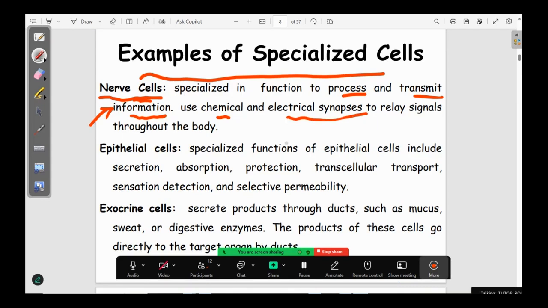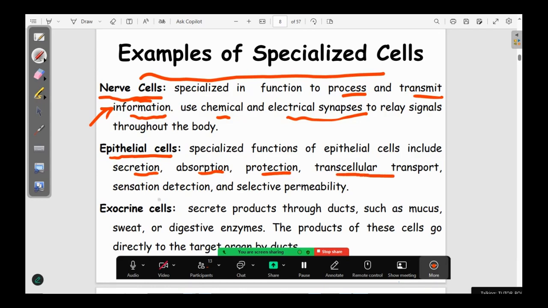Information. And then another specialized cell is what we call the epithelial cells. The epithelial cells are mostly found in the lining of different systems of the body. The specialized functions of these epithelial cells include secretion, absorption, protection, transcellular transport, sensation detection, and some selective permeability. So what do we mean by secretion, absorption, protection?